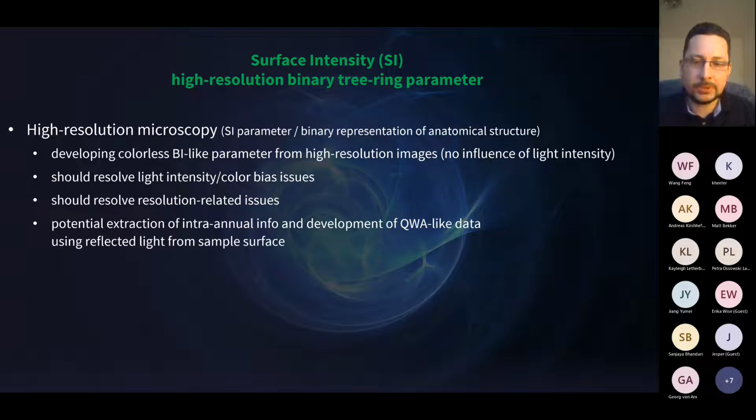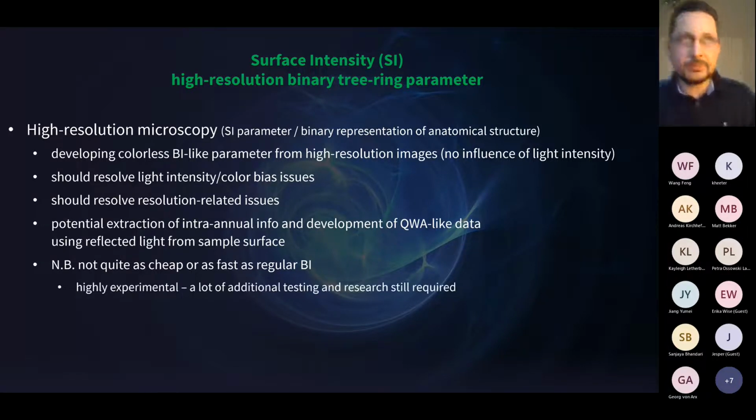Of course, this opens up the door to extracting intra-annual information from these images, and then using that to develop quantitative wood anatomy-like data sets from the reflected light images of the sample surface. There are some caveats, of course. It's not as cheap or fast as regular blue intensity, but I think in some circumstances it might be the better direction to go, especially if there are substantial issues with the blue intensity data that we can't resolve in any other way.